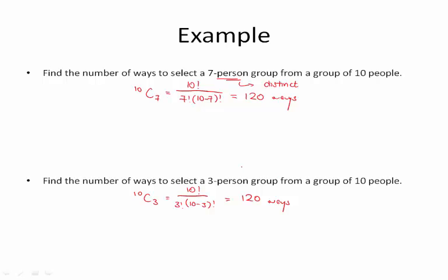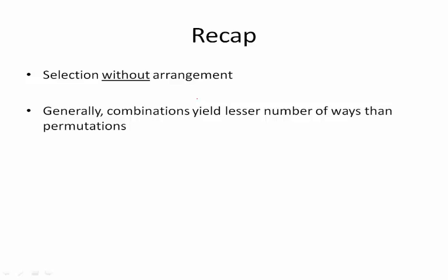Now, if you were to notice that these two answers are the same, it is because the denominator is the same. So let's recap. Combination is a selection without arrangement, as compared to permutation, which we will learn in the next lesson. And because combination does not factor in arrangement of the objects, it generally yields less number of ways than permutation.